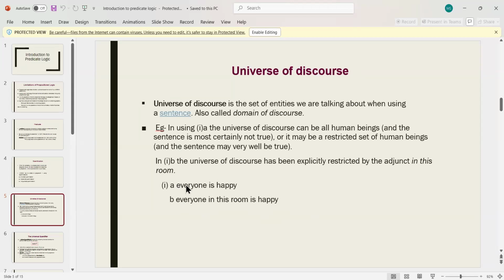Now here, everyone is happy means not only in the room, even outside can be considered. Now in 1b, if you take everybody in the room is happy, that means we have to consider only the people inside the room.